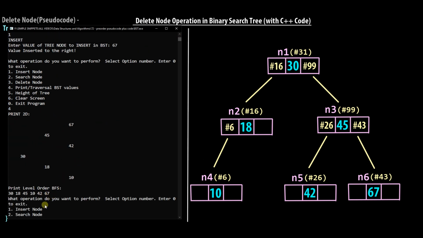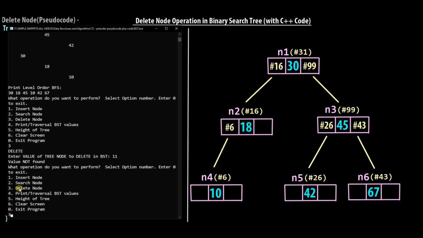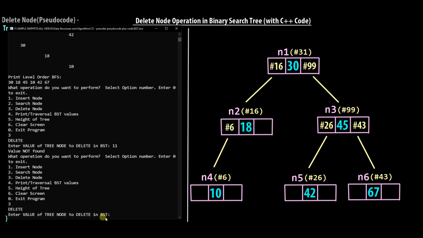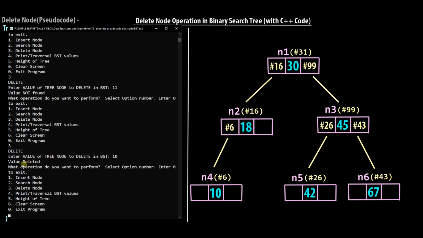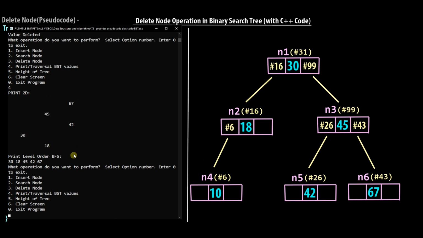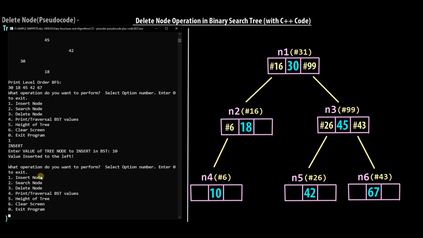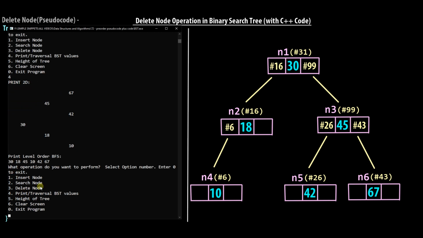So now let's enter again option 3 for deletion. Hit enter. Again it is asking a value to be deleted. Let's enter 10 now and we should get value deleted as the output. Hit enter and there you go, you can see value deleted. So now if I again print the values, option 4 for printing, I cannot see this 10 over here as the child of 18. So let's insert that again with option 1 and 10. Again printing with option 4. I've got 10 back again.